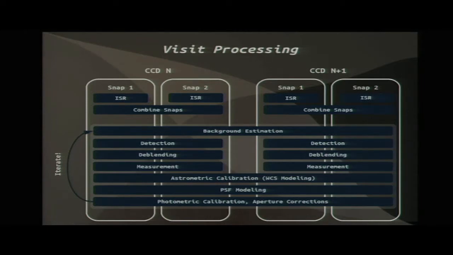So anyhow, we run what we call instrument signature removal. We flat field, we debias, we do all the usual things that you do when you're modifying pixels to try to correct for instrumental effects. You can't correct all instrumental effects by modifying pixels, but the ones you can, you want to do that, and you do it up front. That happens every CCD for every snap. At this stage, we actually combine the snaps. And for every point after that, we process one CCD, and it includes both images. There's a possibility there'll be a difference of snaps that we might do some processing on right now, but that's not part of the baseline plan.